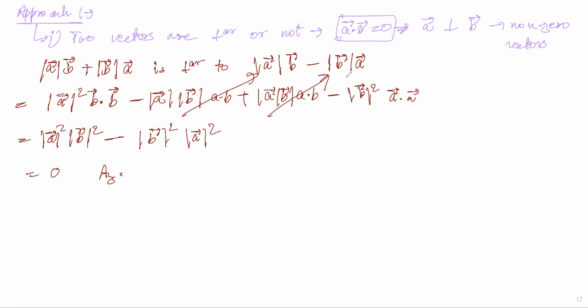Okay, can you solve the fourth? Find the projection of the vector i plus 3j plus 7k on the vector 7i minus j plus 8k.